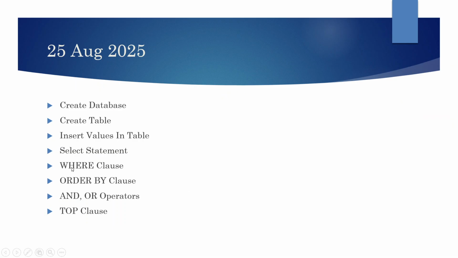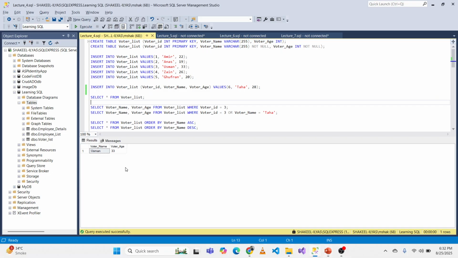Another thing is the WHERE clause. That's the thing I told you I would explain later. Basically the purpose of the where clause is to select a specific record. Like I select the voter name and voter age columns from the voter list table, and then I tell it where voter ID is equal to 3, so that record will be chosen. That's the reason it will choose Usman, because his voter ID is 3.